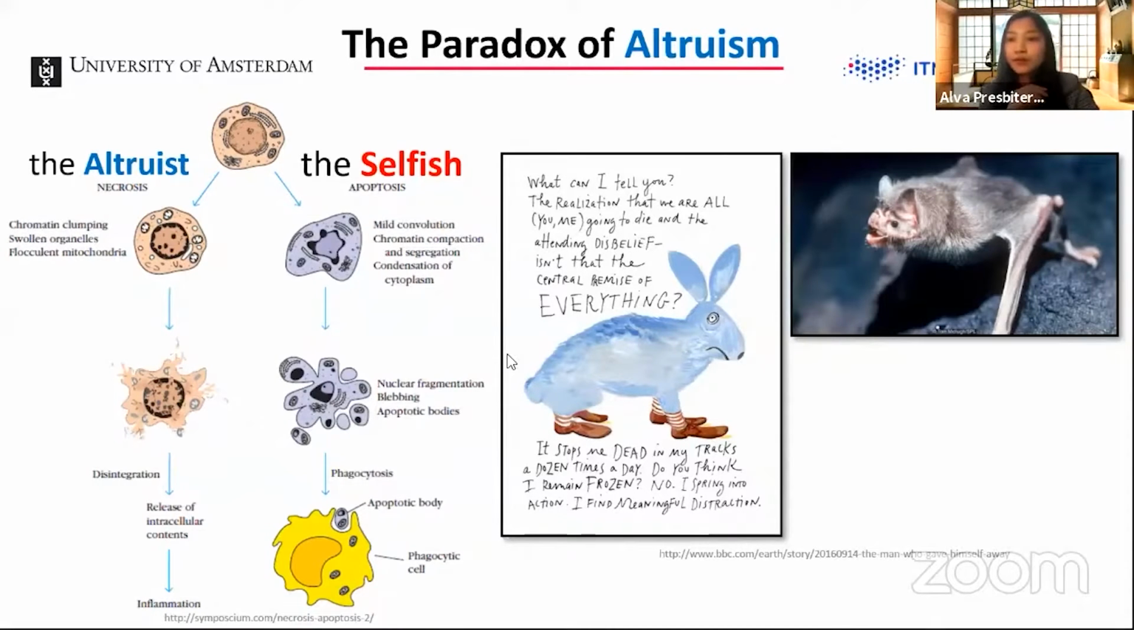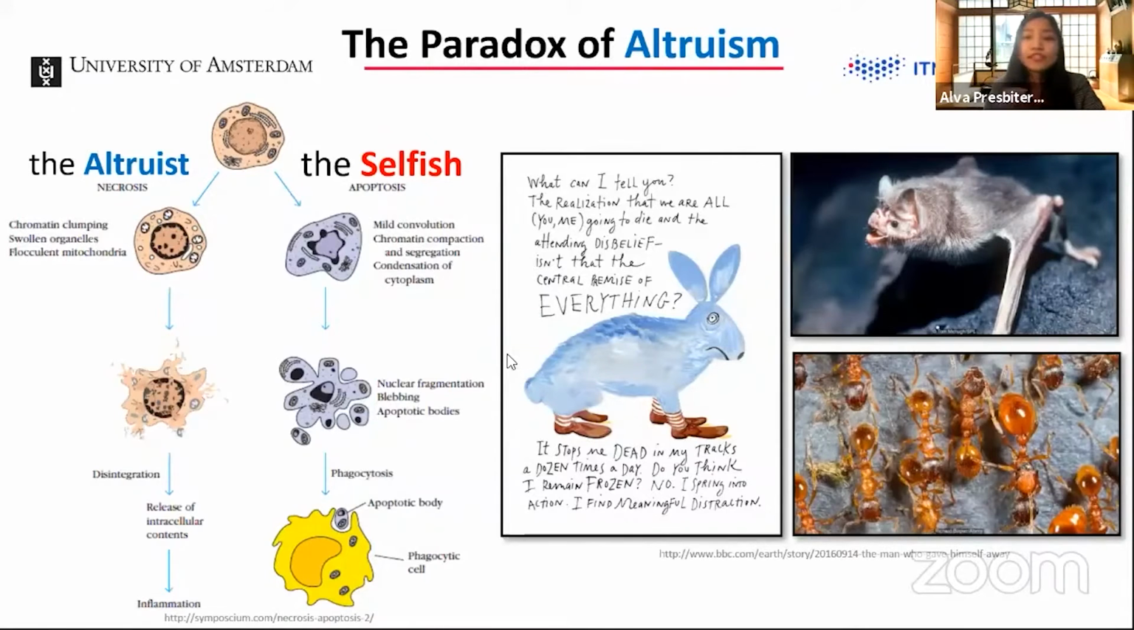Another example would be the vampire bats, as they also display reciprocal altruism, since they share their food with the other vampire bats. And the third example would be the social insects, such as the ants, because the workers tend to just work all their lives, and there's just a queen ant that reproduces, that has the responsibility of reproduction.